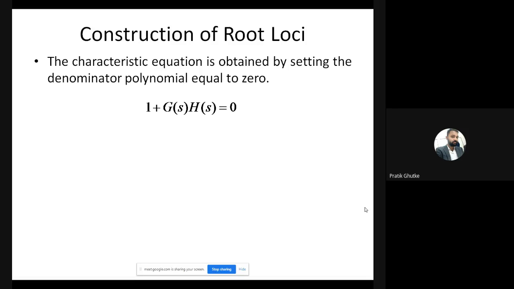For the construction of root locus, the characteristic equation is obtained by setting the denominator polynomial equal to 0. So this is my characteristic equation: 1 plus G of S into H of S equals 0, right? Or G of S into H of S is equal to -1. I can say that in this numerical G of S into H of S equals -1.